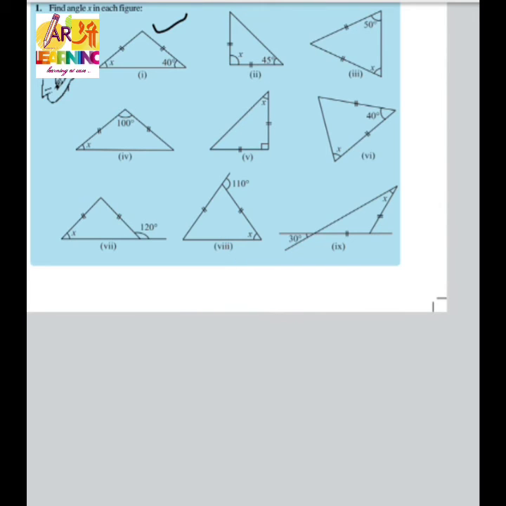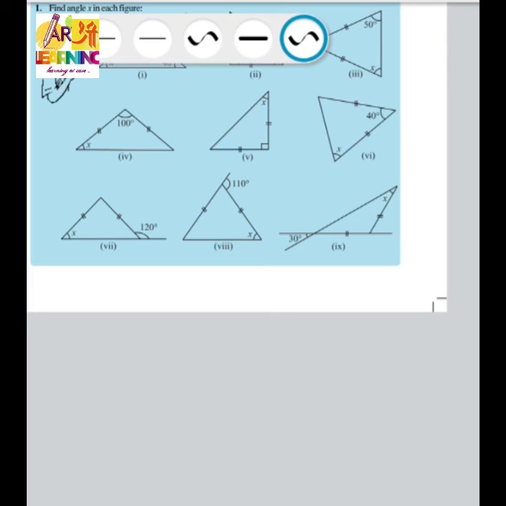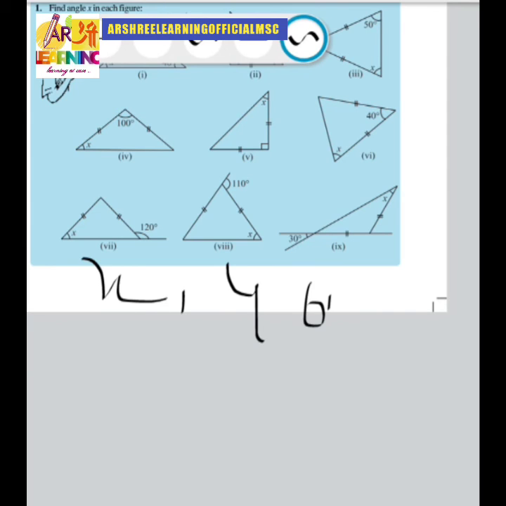So what are the three angles given? There are two angles given, and since the triangle is isosceles, it will have two angles equal. Now what are the angles equal? One angle is written as x and another angle is written 40 degrees. Now since the two sides are equal, therefore its two angles will be equal.